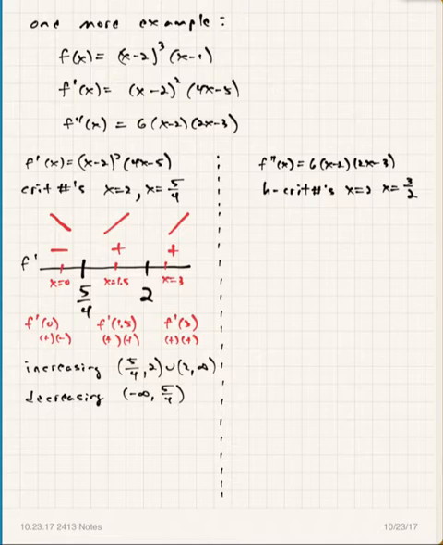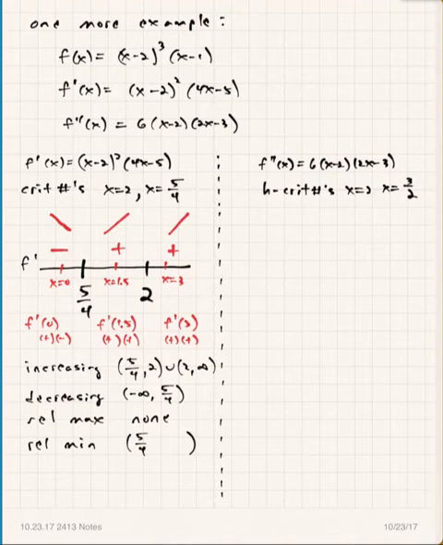We do not have a relative maximum. So I'll write relative maximum here, but I'll write none because there's no place where the graph goes from rising to falling, where the derivative goes from positive to negative. And then a relative minimum. Well, the relative minimum here is at 5/4. And I will leave it up to you to find the y value there. But I think we can actually probably do that without too much difficulty.